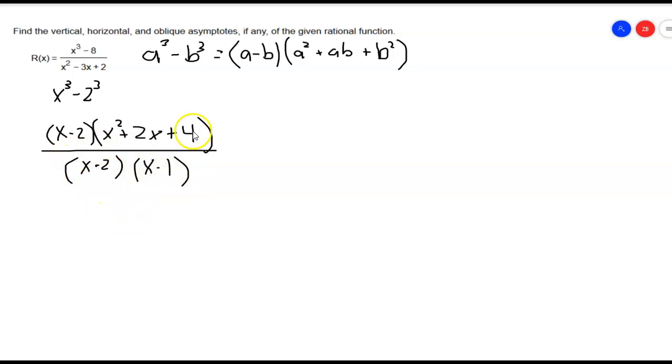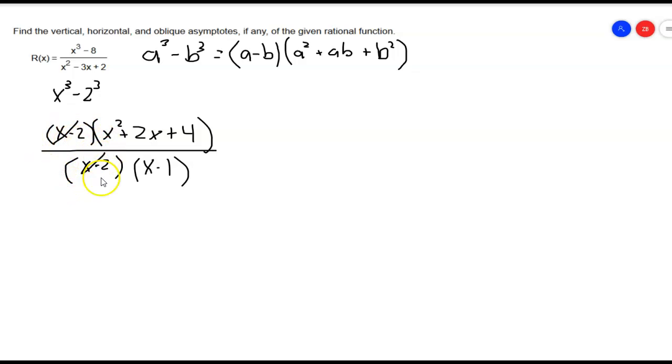All right, so now that I have that, I can see that these two factors are going to cancel out. So that's what I'm going to do. That means that I have a removable hole at x equals 2. So wherever 2 is, I go up or down to see where that point is on my curve. And I'm going to put a little circle there, because there's a hole there, because we were able to factor out that factor.